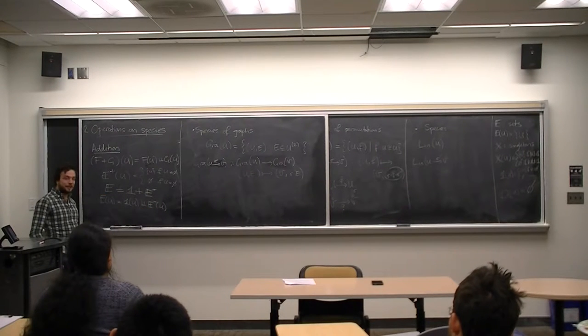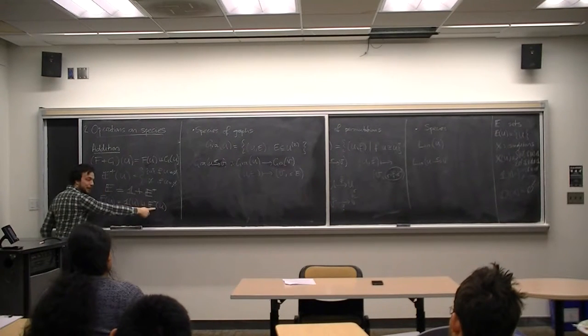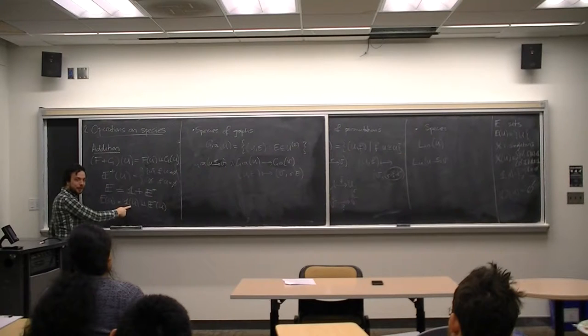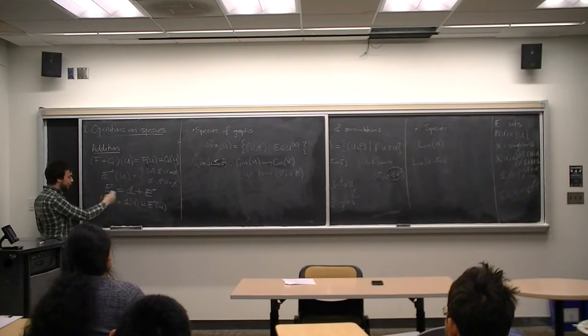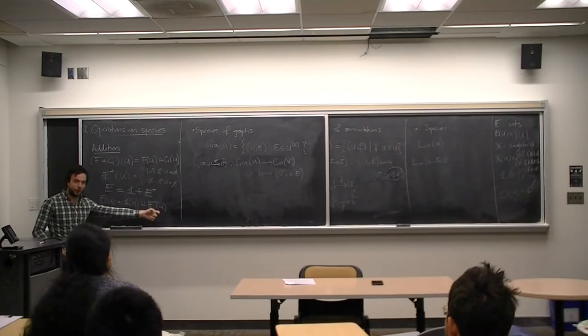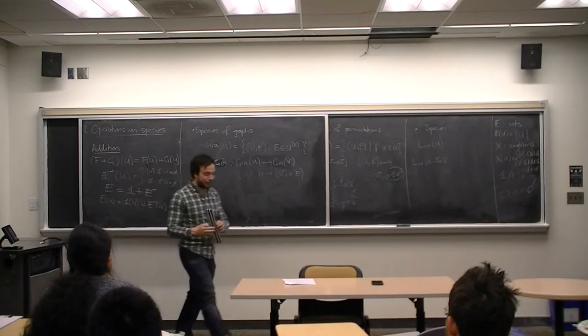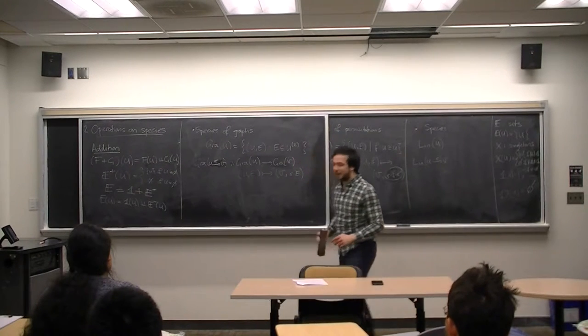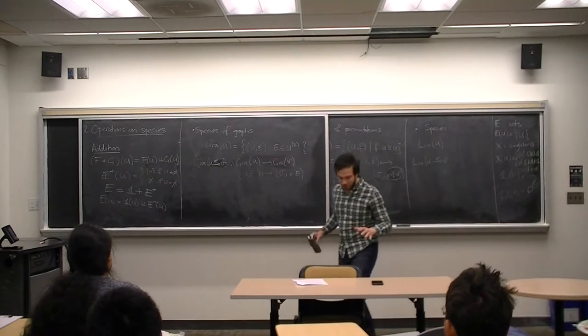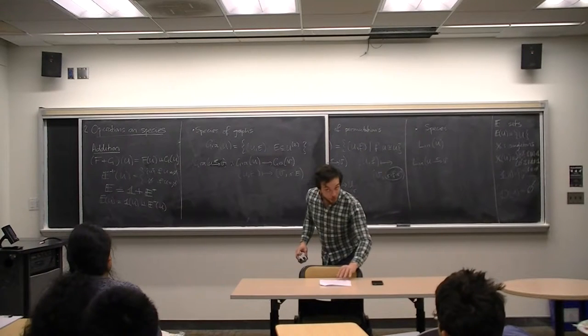If u is empty, this is non-empty and this is empty, so I'm going to get an element of this thing. If u is non-empty, this is empty and this is non-empty, so I'm going to get an element of this thing. So this is expressing the fact that every set is either empty or non-empty. Really stupid example, but we need to have this because we're going to be doing slightly more complicated stuff momentarily. Questions?